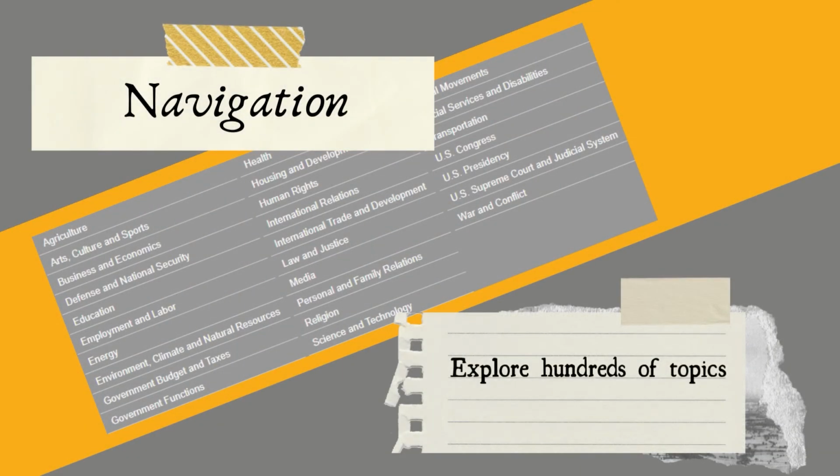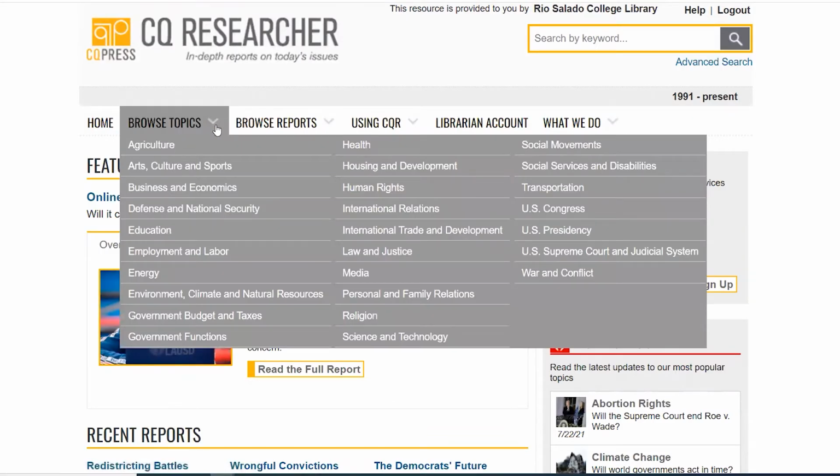Once CQ Researcher opens, if you need to find topic ideas, you can click on the Browse Topics link in the menu bar and select a topic of interest. There are hundreds of topics to explore that could help you brainstorm potential ideas if you're not sure what you might like to write about.